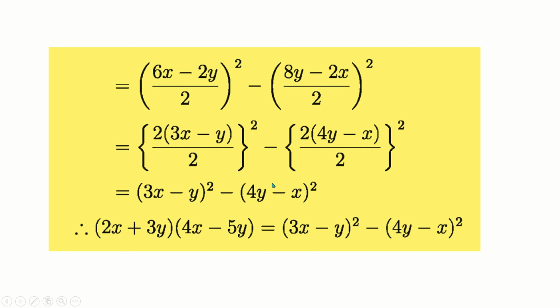This is the required result. Here is square term, here also is square term, between them here is minus. So this is the required answer. Okay, that means this.